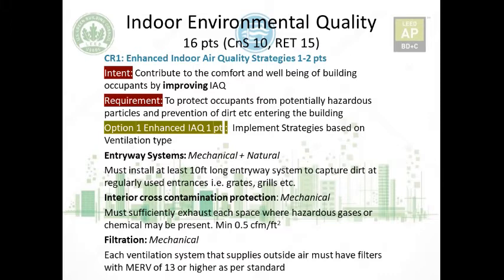The first strategy is to secure the entryway systems, and this is for both mechanical and natural ventilation, and also for mixed mode, which is mixed ventilation, the combination of mechanical and natural. So you have to install at least a 10 feet long entryway system to capture dirt at regularly used entrances. And how to capture the dirt? You could place grates, or you could place grills. You might have seen this applied in buildings, and you might have noticed why it is there.